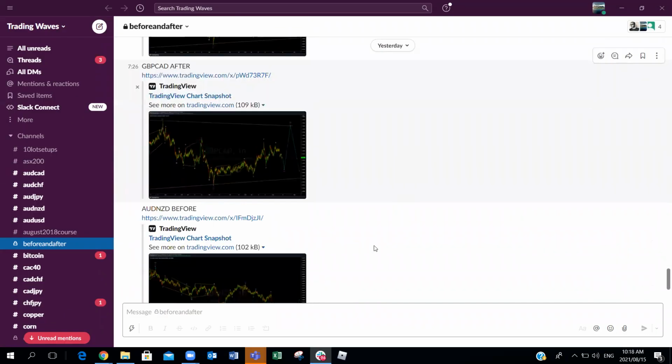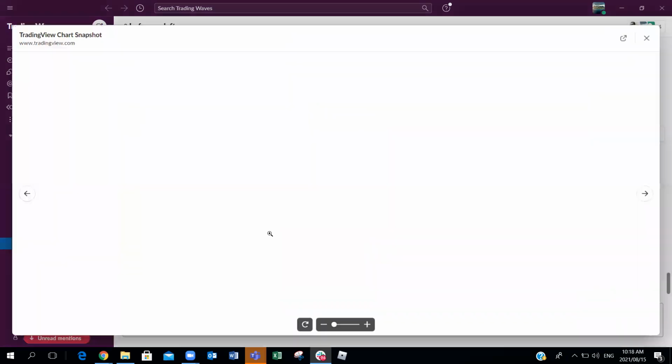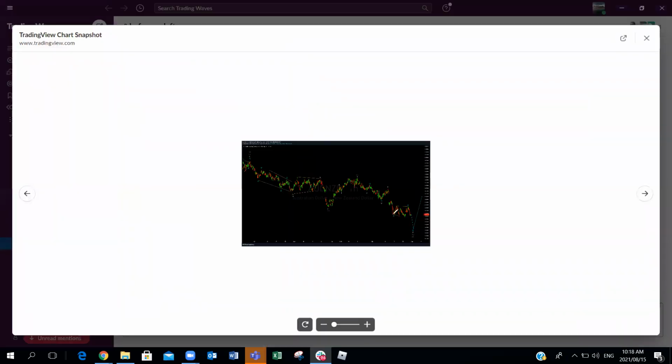Looking at Aussie New Zealand, it is only just starting the move to the downside. It's only just made a small move to the downside after we've taken it from this corrective structure, looking for this to make more downside. We are still pretty much bearish on New Zealand going into the next week, as you will see with the analysis.